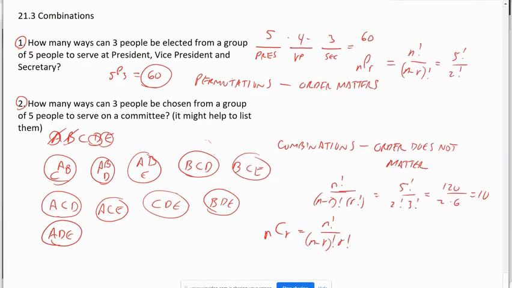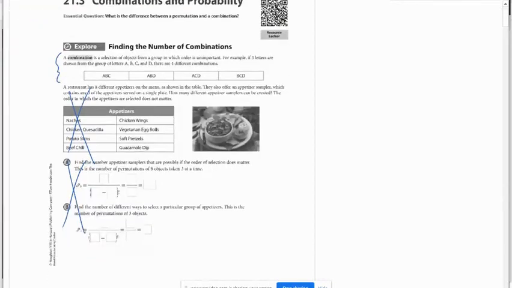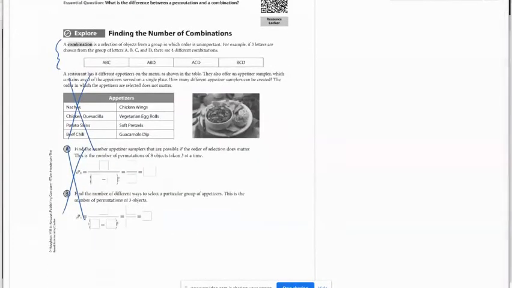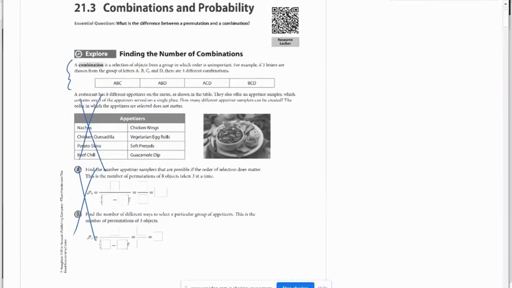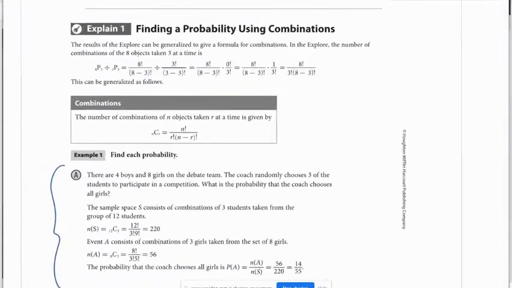So that's what we're going to focus on today: combinations, and being able to tell the difference between permutations and combinations. If you have your book, we're going to use that for the notes for today. So go ahead and open your book to page 1108.